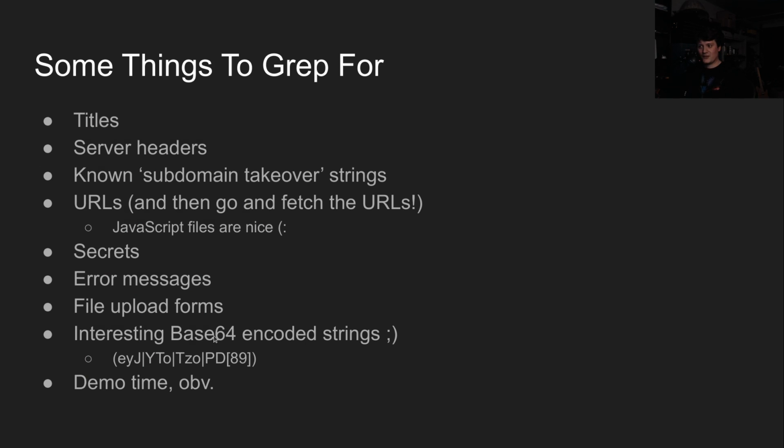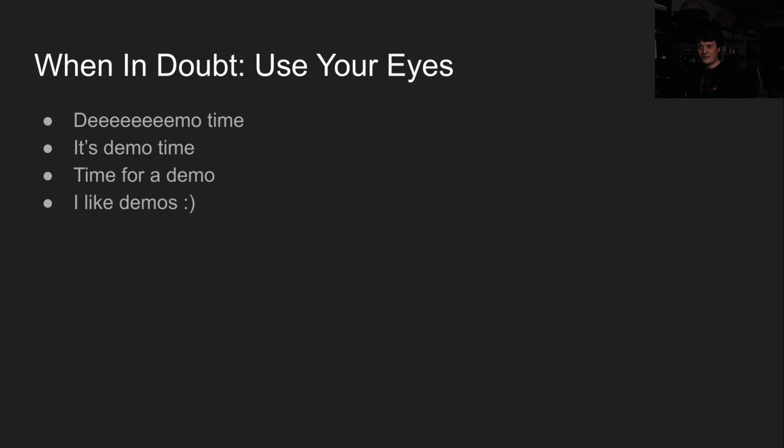Also commonly I'll look for subdomain takeover strings. So there's a great repo up on GitHub, the name of which escapes me right now, with a list of those. I also look for URLs and go and fetch them as well. So we can grep for URLs and then pipe them back into our fetch script again to go and fetch them, which is a really nice workflow. A variety of different secrets and that kind of thing. They don't show up very often, but sometimes you get lucky. They're worth looking for. Also things like error messages, file upload forms, interesting base64 strings, those kinds of things I really like to look for.